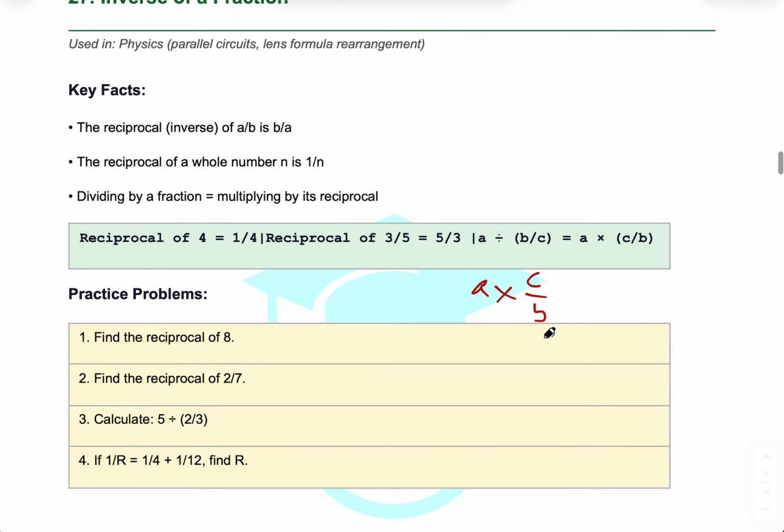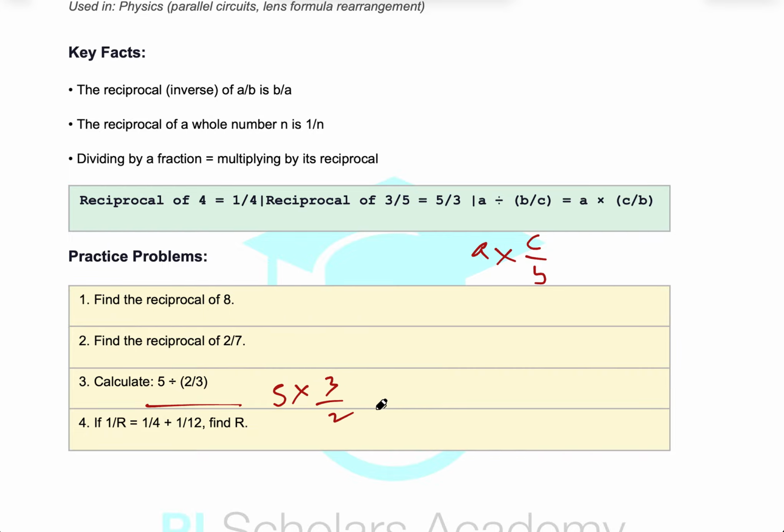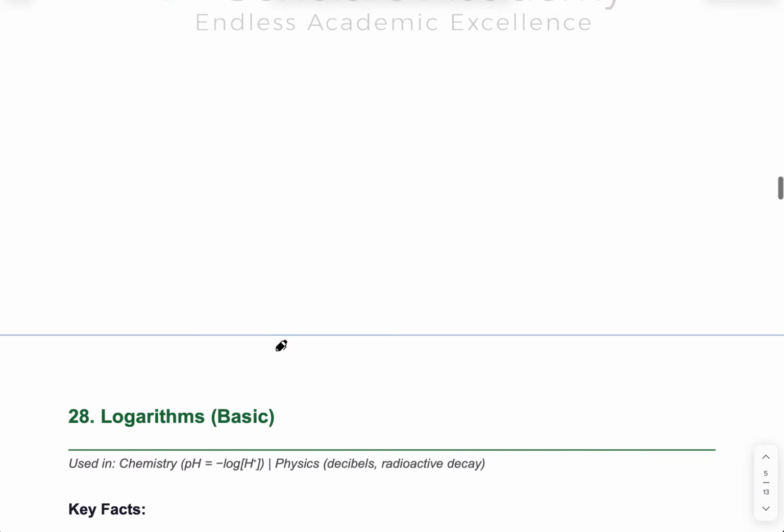So in this place, if you want to do 5 divided by 2 over 3, that is just 5 times 3 over 2. Now, all this that I'm teaching you is for you to be able to solve problems without pressing your calculators all the time, because your calculator will always stress you and will always take your time. You don't want your time to be wasted in the exam hall.